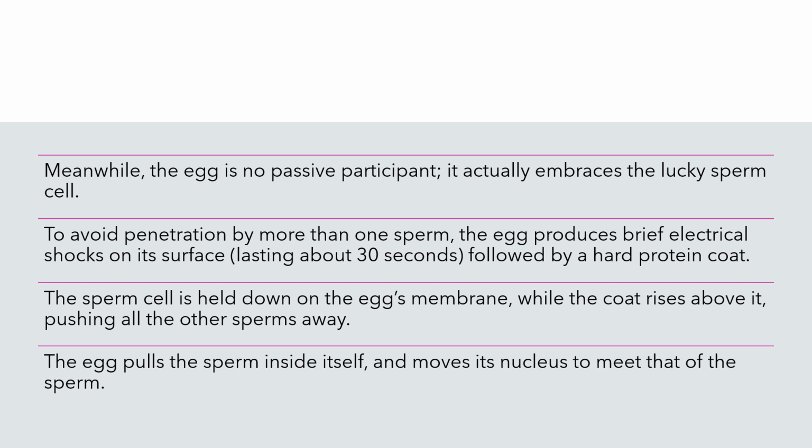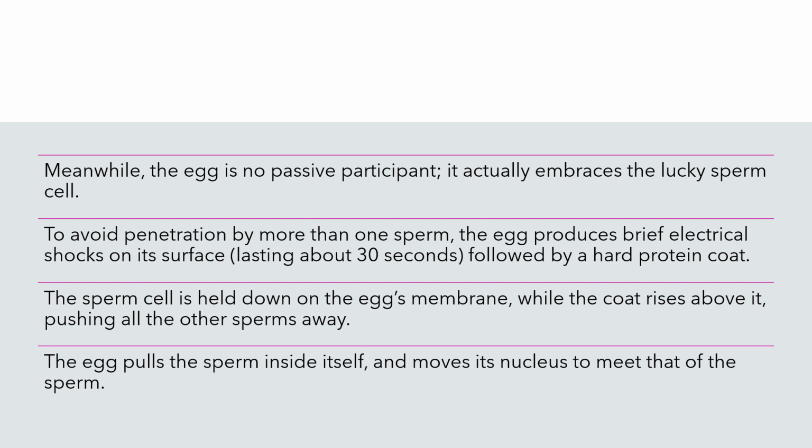To avoid penetration by more than one sperm, the egg produces brief electrical shocks on its surface, lasting about 30 seconds, followed by a hard protein coat. Like what I mentioned a while ago, the egg cell also has its participation, because once the egg cell has chosen which sperm cell will penetrate her, she will bring out an electric shock around her that will last about 30 seconds. So the other sperm cells will die, and the only sperm cell that penetrates her will become the baby.